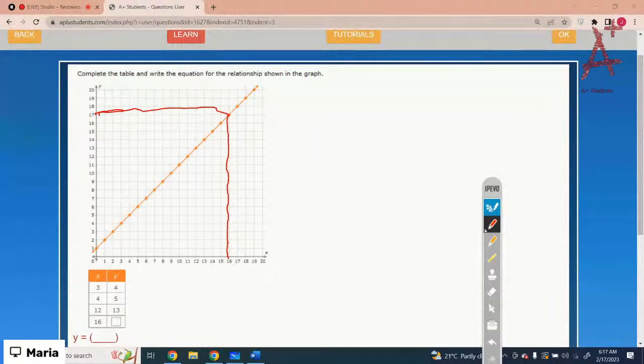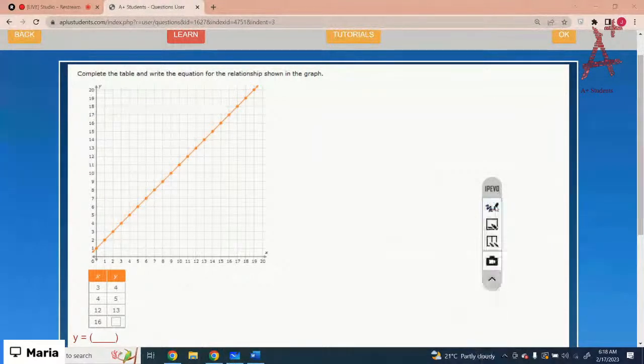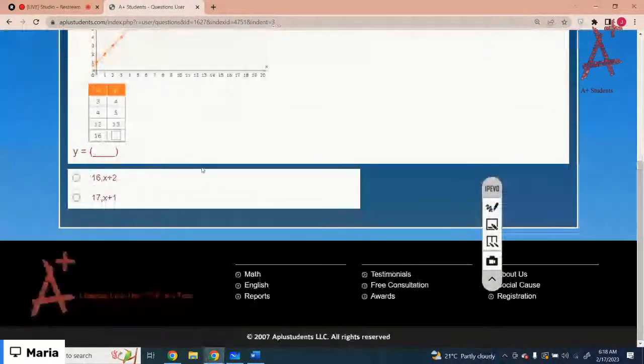Got it? So what value is added each time? You can see 3 plus what number is 4? 3 plus 1 is 4. 4 plus 1 is 5. 12 plus 1 is 13. And 16 plus 1 is 17. That means for each value of y, you have to add 1 to x. Got it? It would be y equals x plus 1. That would be 17 and x plus 1.